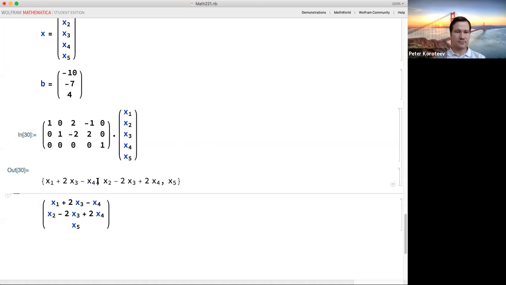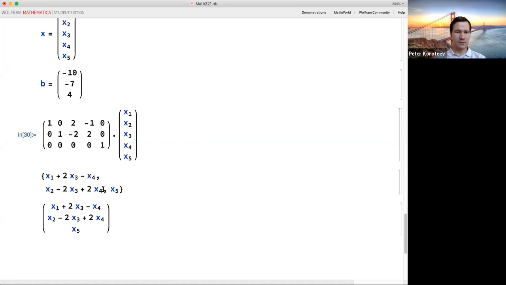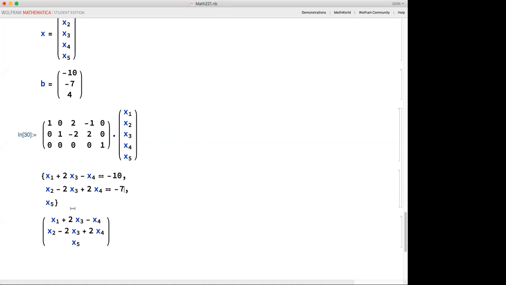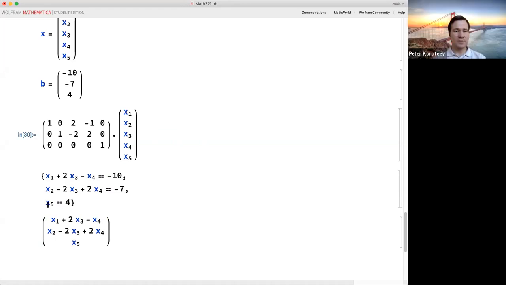There are 3 equations. So this is equal to minus 10. This is equal to minus 7. And this is equal to 4. So we immediately get the solution for x5. So x5 is equal to 4. And for the remaining 4 variables x1, x2, x3, x4, we have 2 equations, which means that they are not fixed completely, so there are infinitely many solutions.